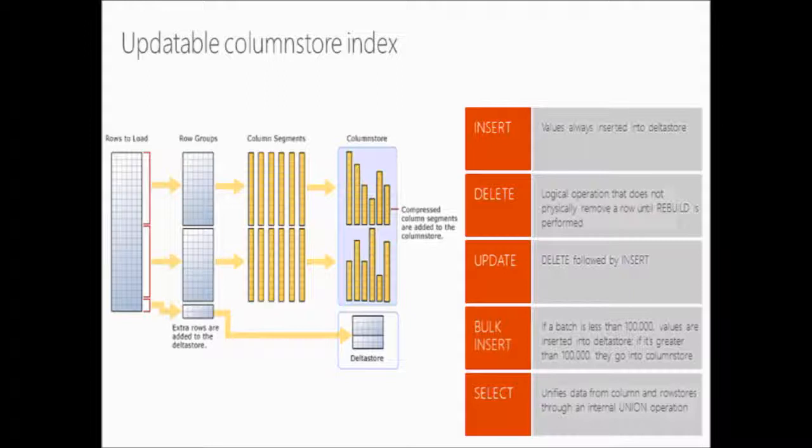Delete operations are logical deletions on the column store, part of the column store index. When you rebuild your column store index, it gets rid of deleted records from that column store. Update is, as you know, delete followed by insert: first delete data and insert new data. And as I said, select unifies both column store and row store data using a union operator.